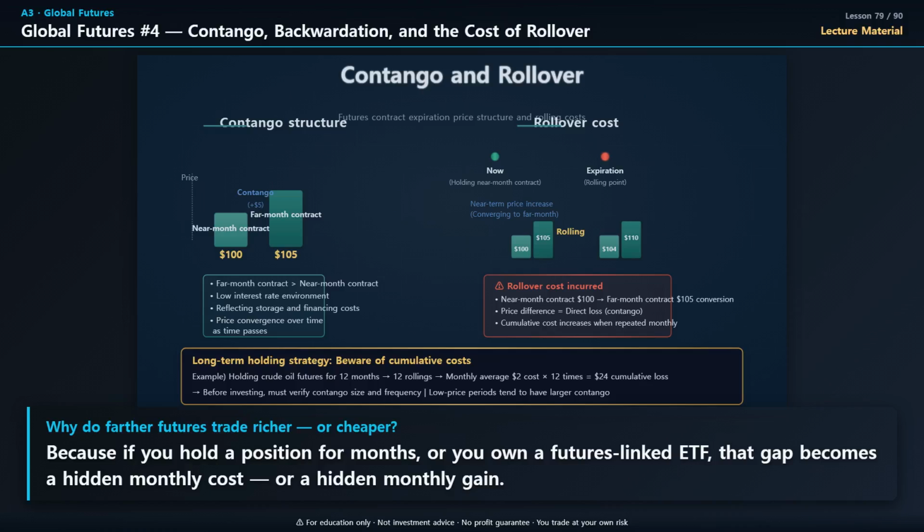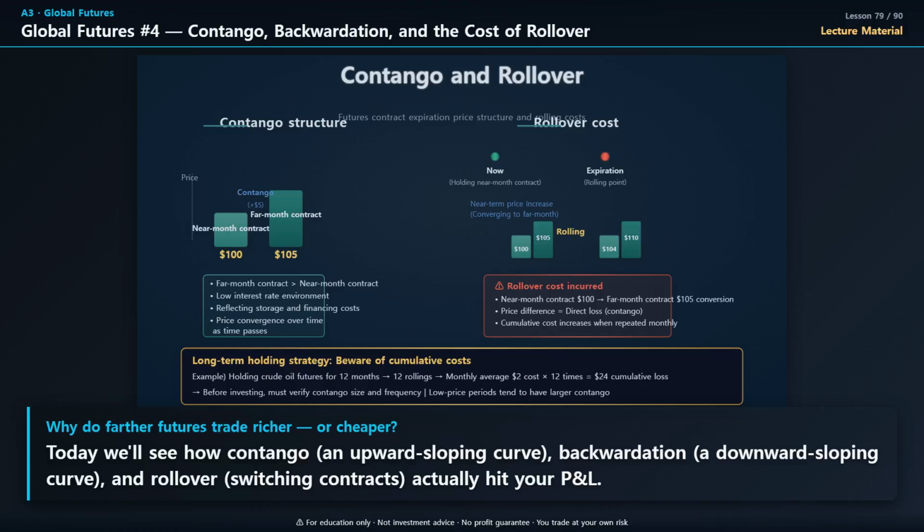Because if you hold a position for months, or you own a futures-linked product, that gap becomes a hidden monthly cost, or a hidden monthly gain. Today we'll see how contango, an upward sloping curve, backwardation, a downward sloping curve, and rollover, switching contracts, actually hit your P&L.